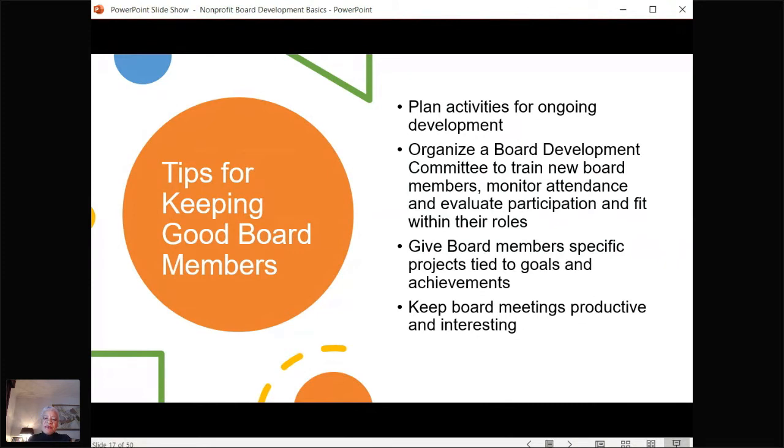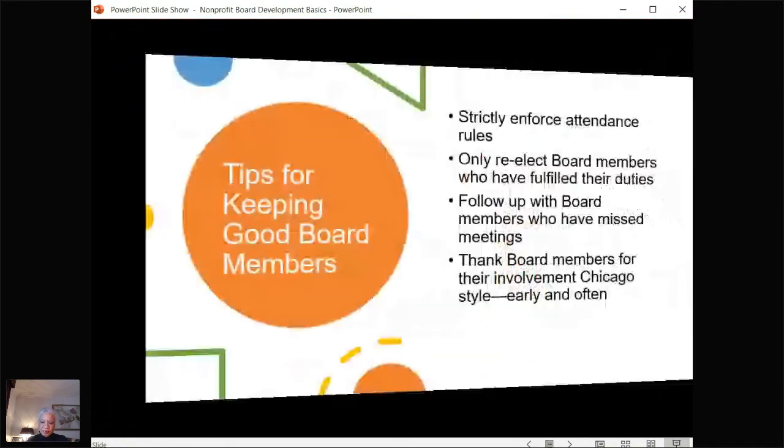And then you want to keep board meetings productive and interesting, and you can do this by having food, having guest speakers to talk about topics not just on board development, but topics of the day to keep them current, keep the whole board current.